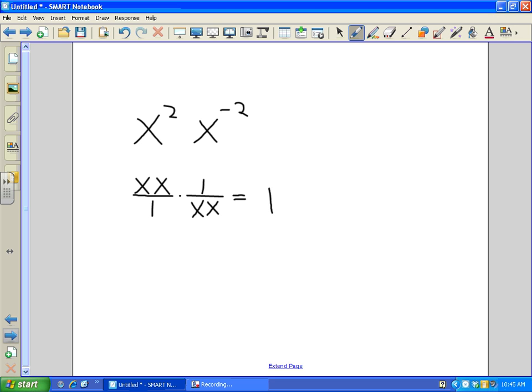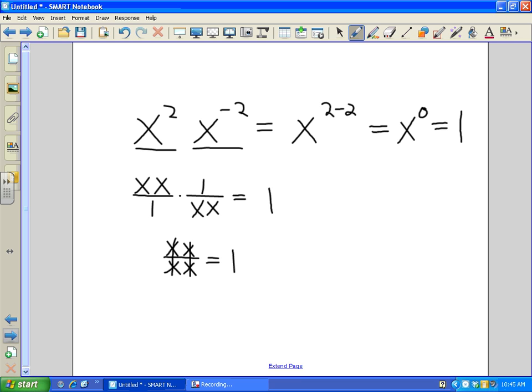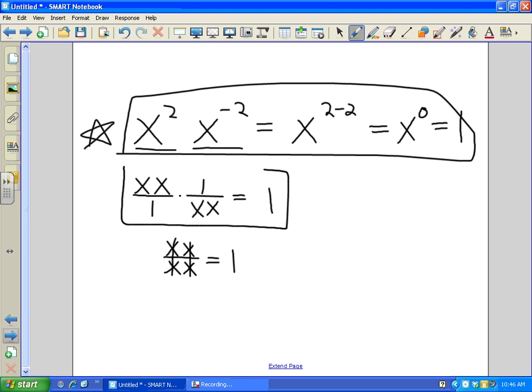Now you could actually go through and multiply these two fractions out and get x times x over x times x, and then cancel out the common factors, and we end up with 1. But we don't have to do that. We can use our shortcut, which is add the exponents. So right here, x squared times x to the negative 2 is going to be x to the 2 minus 2. Well, 2 minus 2 is 0, and as we saw earlier in this video, x to the 0 is 1. So it works out. This result gives me the same result as doing it the common sense way.